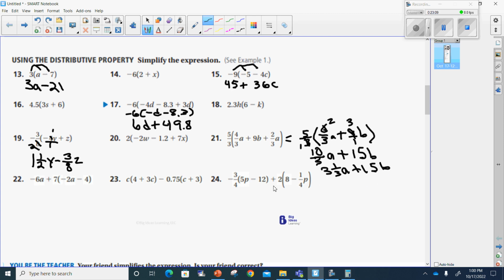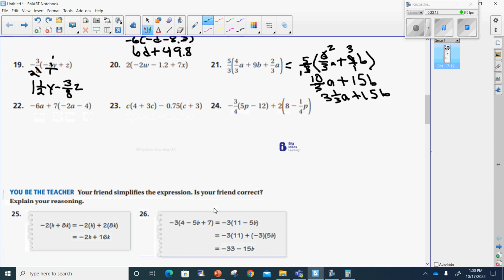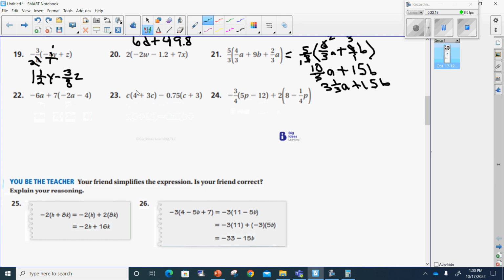All right. Number 23 is next. It says that, well, I can go ahead and multiply first here. This would be 4c plus 3c to the second power. We're going to subtract 0.75c. That's 0.75 times c is 0.75c.